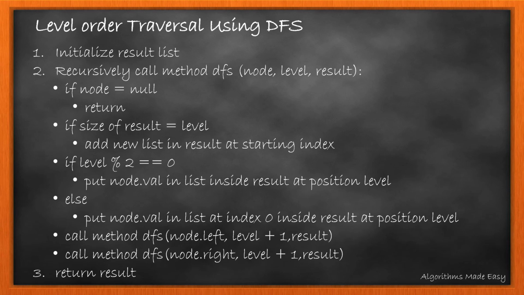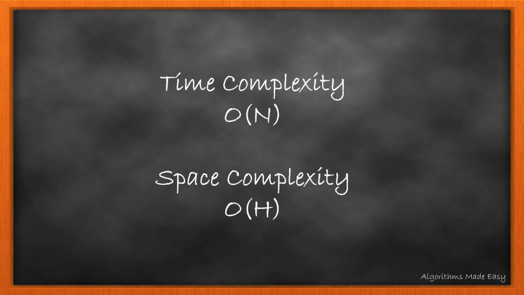If the level is even, we add the node at the end of the list. Else we add the node at the start of the list. We call the method for left and right child with increased level. At the end, from the main method, we return the result. Now this question is another variation of level order traversal. We have also made a video on one more flavor of the level order traversal, so do check out the video at the top. The time complexity is O of n while the space complexity is O of h, where h is the height of the tree.